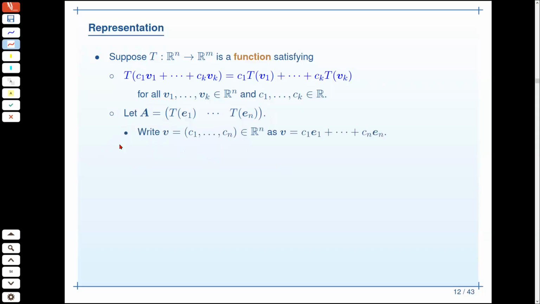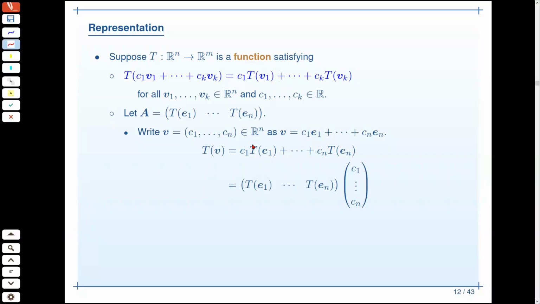So again, the same as just now. Every vector in Rn is of the form C1, C2, Cn, which can be written as a linear combination of the vectors in the standard basis. So using the linearity, TV, where V is this vector, is C1 times TE1 plus until Cn times TEn. But you can see, we have n pairs of numbers, multiplied component-wise and added together, which can be written as matrix multiplication. A matrix times a column vector, right? A matrix times a column vector.